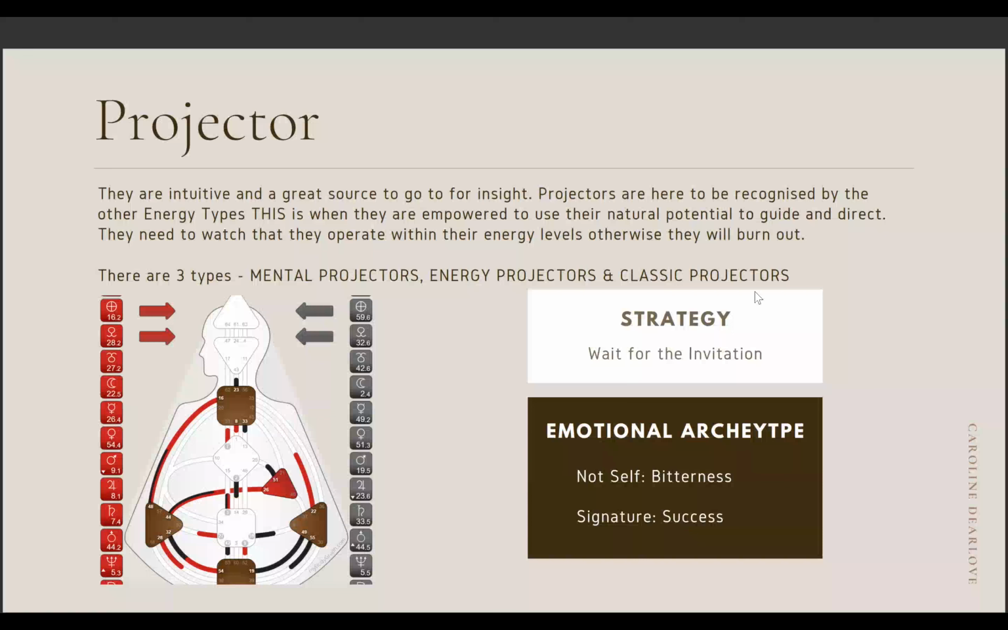Your not-self is bitterness. So bitterness will show up when you have not waited for an invitation, potentially. It may be that you've observed somebody in the way they're doing something, and they've not asked you for your opinion, and you've just gone and given it. And they've either not heard you, not listened, or dismissed it, and then you end up feeling bitter.